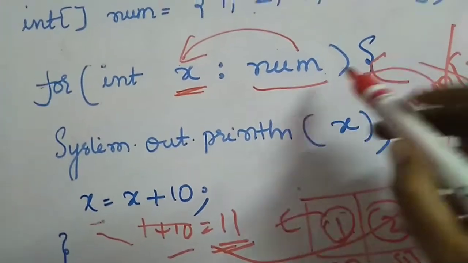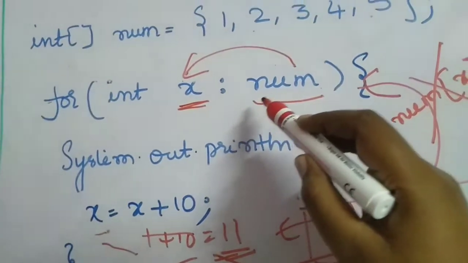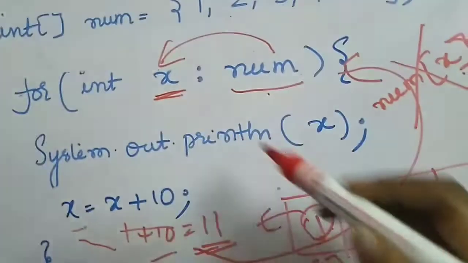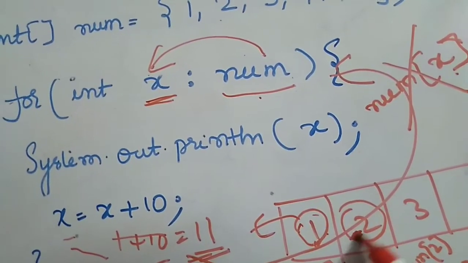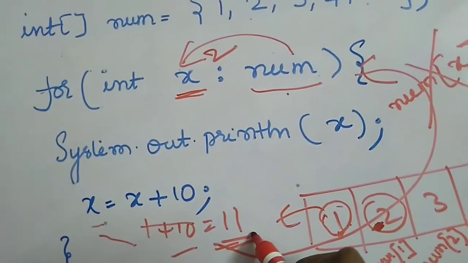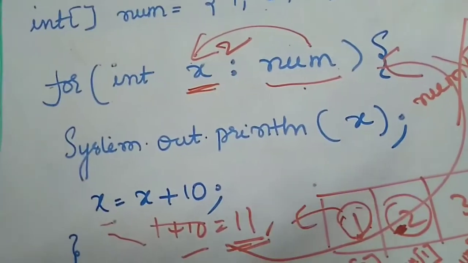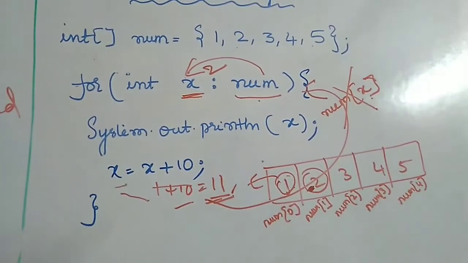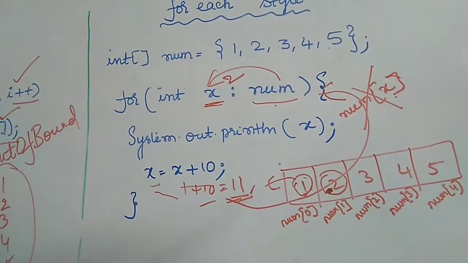But when the loop goes to the next iteration, reassignment of x takes place. Num will give the second element in the array, so x will hold 2. It will not be 11. So this 11 will have no effect on this particular assignment. Please do take care of these aspects.